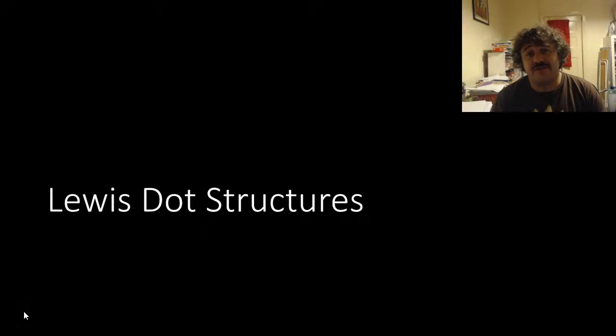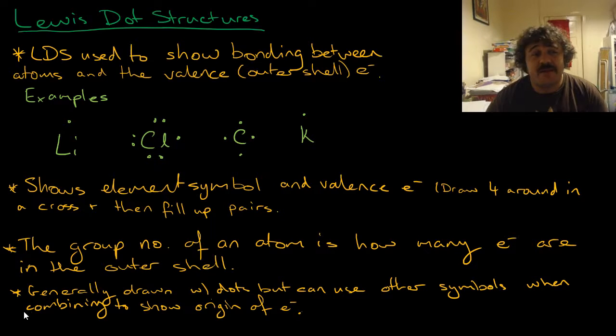Now let's look at Lewis dot structures. Lewis dot structures are a really easy and convenient way for us to represent atoms, particularly when they're going through a reaction. All it shows us is the valence shell, the outer shell of electrons. So let's see what we get. Basically, Lewis dot structures, which we'll call LDS for short, are used to show bonding between atoms and the valence shell.